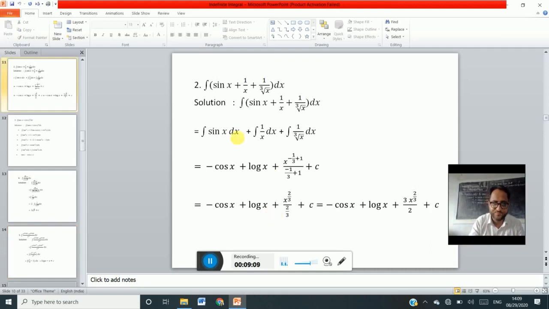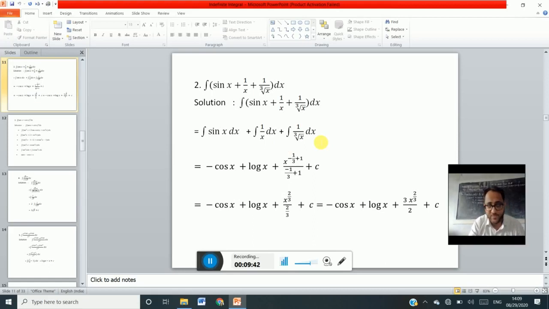See the second one, again: evaluate integration of sin x plus 1 by x plus 1 by cube root of x dx. Right, again if we see here the sum of three functions, first one is sin x, 1 by x and 1 by cube root of x. So separate the integration first of all in this way, right? Then find the integration by using the standard formulas: integration of sin x is minus cos x, integration of 1 by x is log x, and integration of 1 upon cube root of x is what?